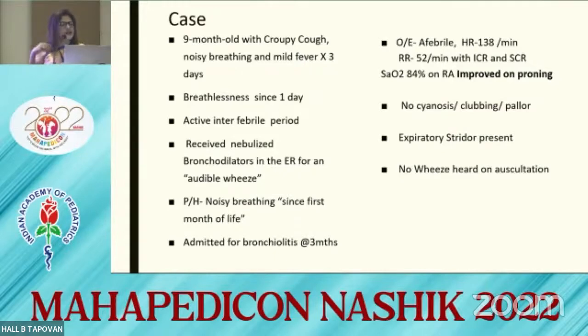In past history, he has noisy breathing since 1 month of life. Okay, and he was admitted for a bronchiolitis at the age of 3 months. So noisy breathing starting very early in life and audible wheeze, and sometimes he has fever, otherwise he's active. On examination, he was afebrile. He had a respiratory rate of 52 per minute with intercostal, subcostal indrawing, saturation of 84% on room air, which improved on proning. When this child was put in a prone position, his saturation improved. No cyanosis, no clubbing, no pallor, expiratory stridor was present, and no wheeze was heard on auscultation.